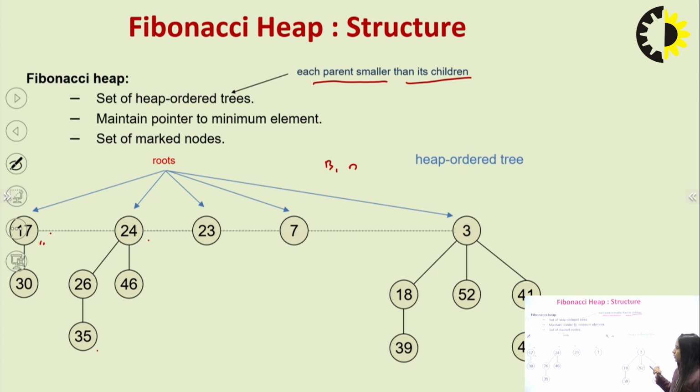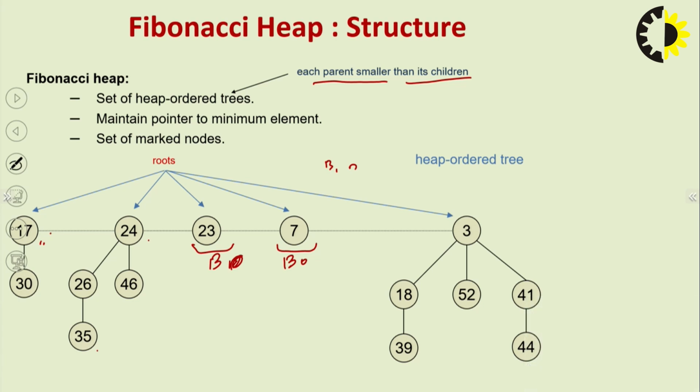In binomial heap, if this is B0 and this is B0, we cannot use this approach, but in Fibonacci heap we can use the same order more than once in a heap. I hope you get this point. In some respects we can say the Fibonacci heap differs much from the binomial heap.